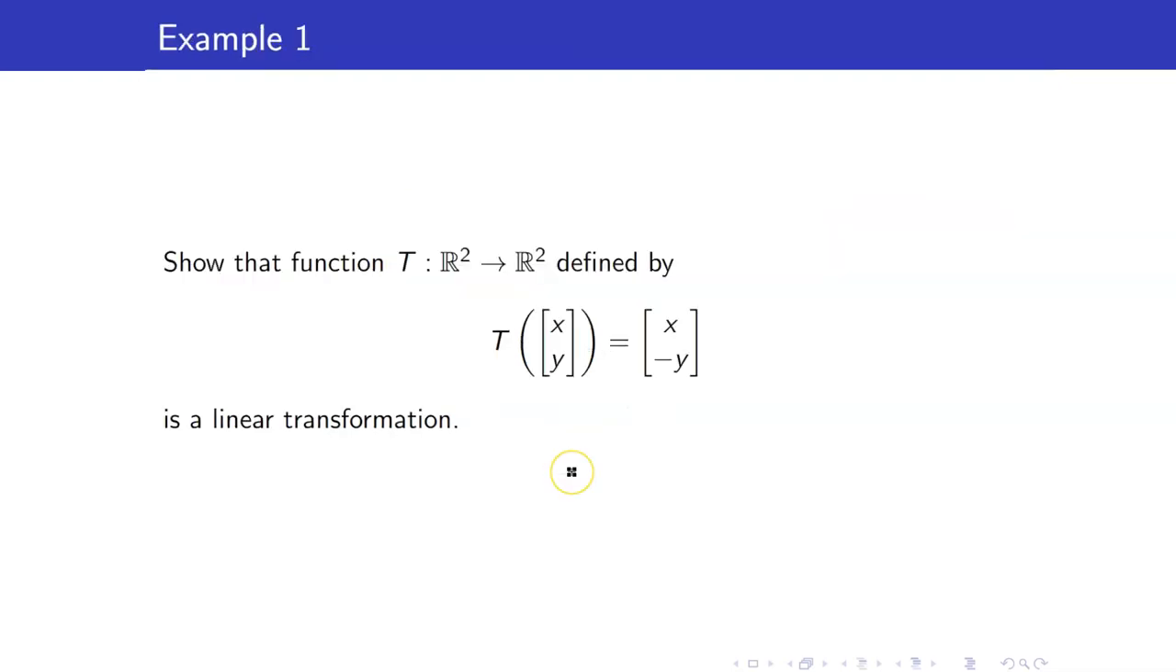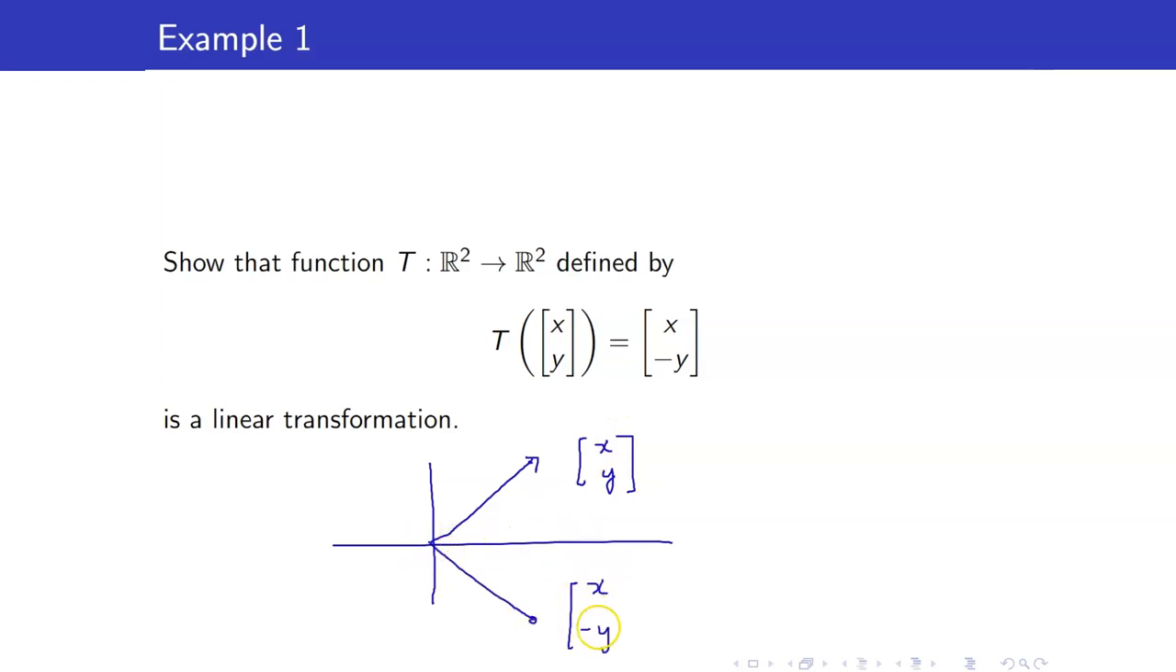Here is an example of a linear transformation. We have a function from R2 to R2. So what it does is that it sends the vector (x, y) to (x, negative y). So therefore, this transformation is actually a reflection along the x-axis.